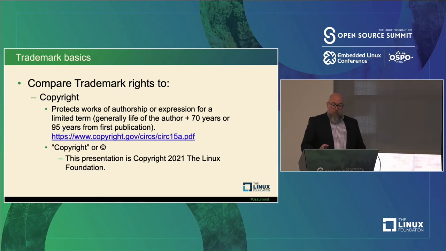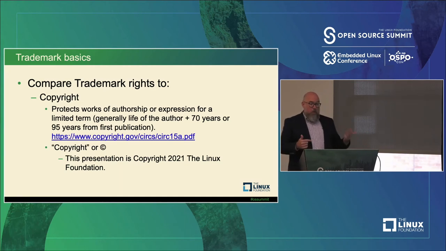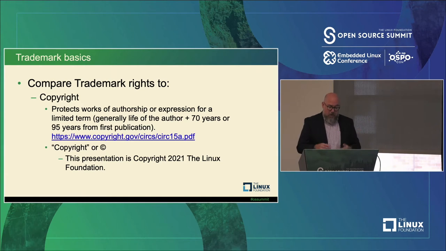All right. At an open source conference, let's talk about copyright. So again, copyright and trademark, two different kinds of intellectual property rights. Copyright protects works of authorship or expression for a limited term, generally life of the author plus 70 years or 95 years from first publication.